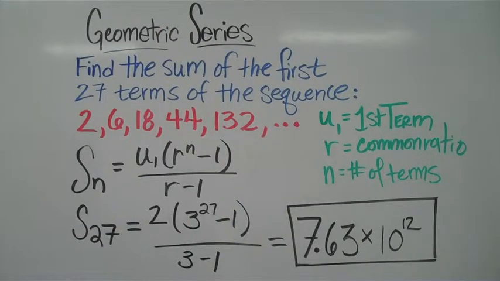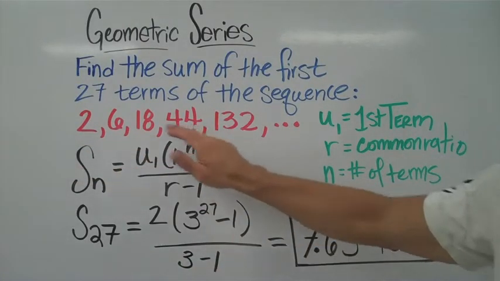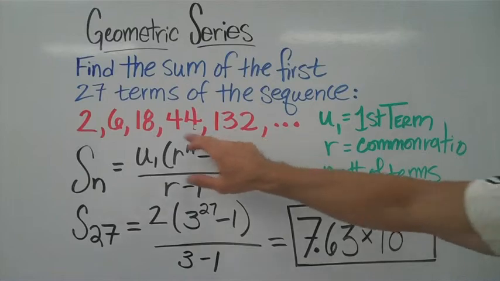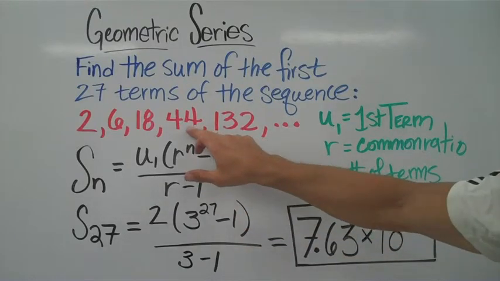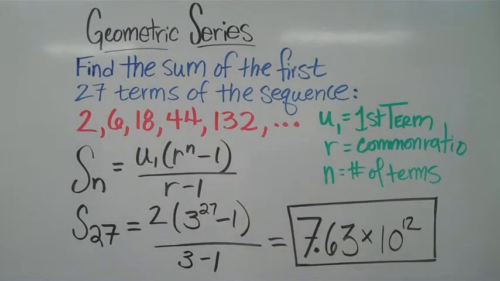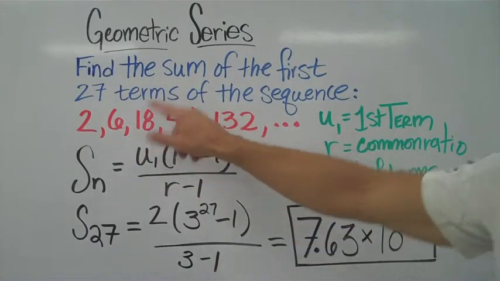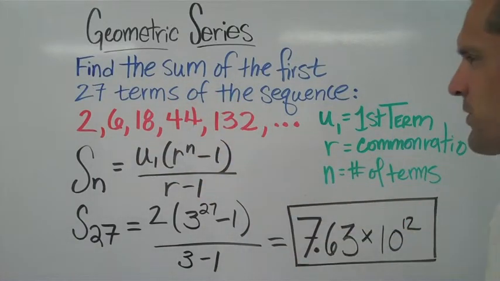Here is a very straightforward example of the application of the geometric series formula. Find the sum of the first 27 terms of this sequence: 2, 6, 18, 54, 162. Well, our first step is to figure out what kind of sequence it is. 6 divided by 2 is 3, 18 divided by 6 is 3, 54 divided by 18 is 3, 162 divided by 54 is 3 as well. Or we could say 2 times 3 is 6, 6 times 3 is 18, 18 times 3 is 54, 54 times 3 is 162, etc. So I know I have a geometric sequence.